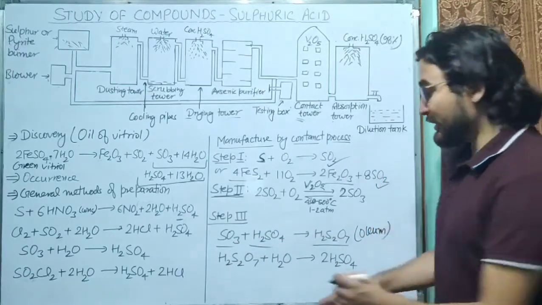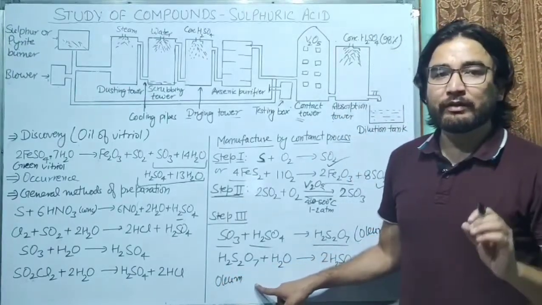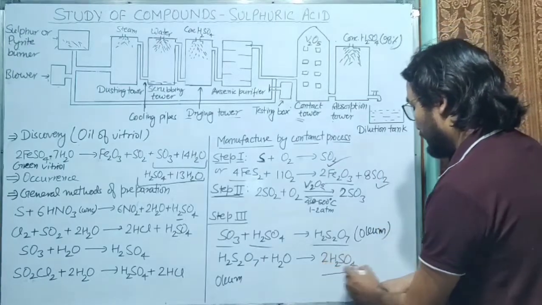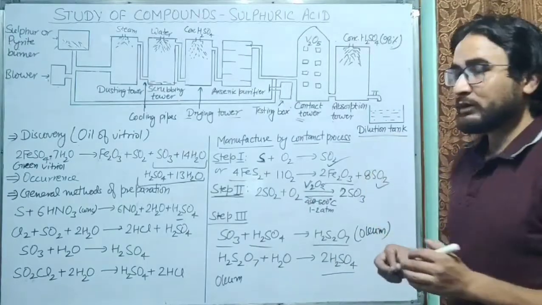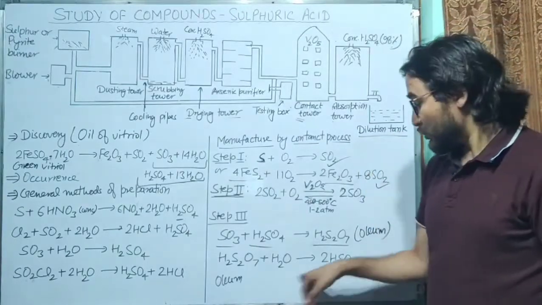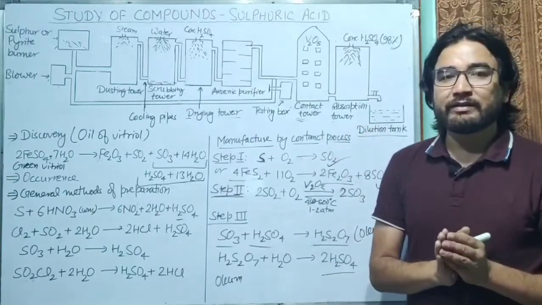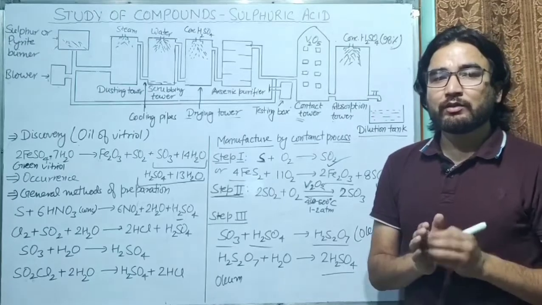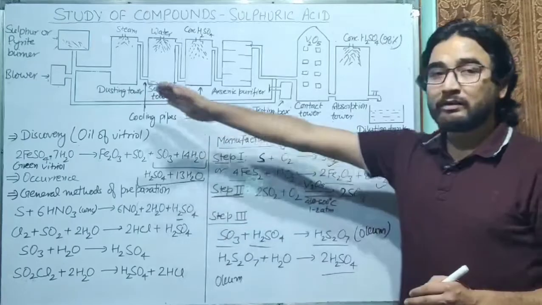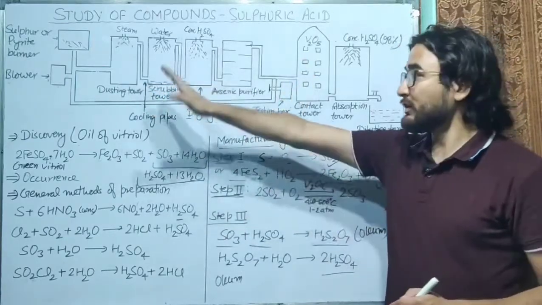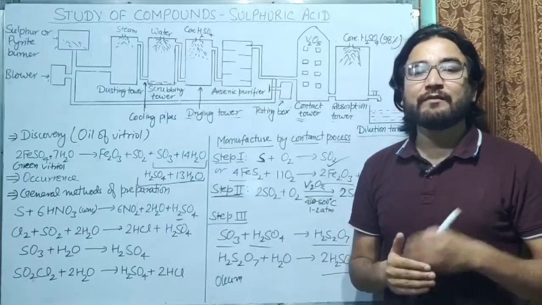So when the oleum is formed, you can see this is oleum, then the oleum is diluted to obtain H2SO4, that is sulfuric acid. You can add water in the dilution tank to obtain sulfuric acid. So this is how we get sulfuric acid in the contact process. You can also see the reactions here. Generally there are 3 steps, but the process becomes very long because there are various processes in the first step regarding the purification of sulfur dioxide gas.